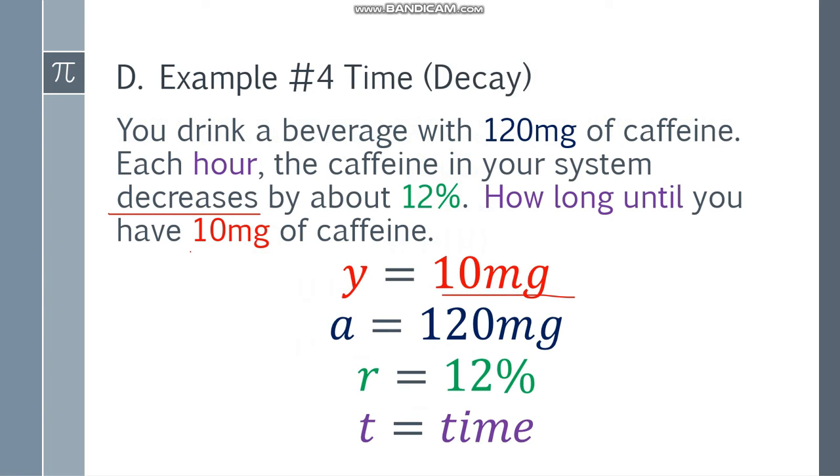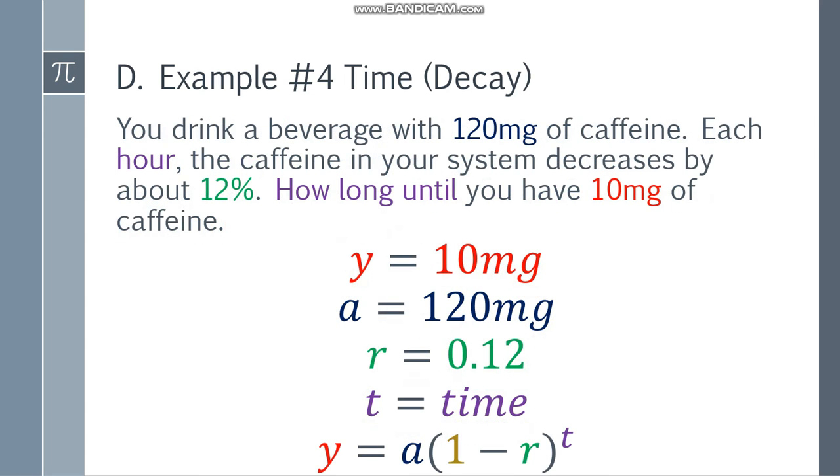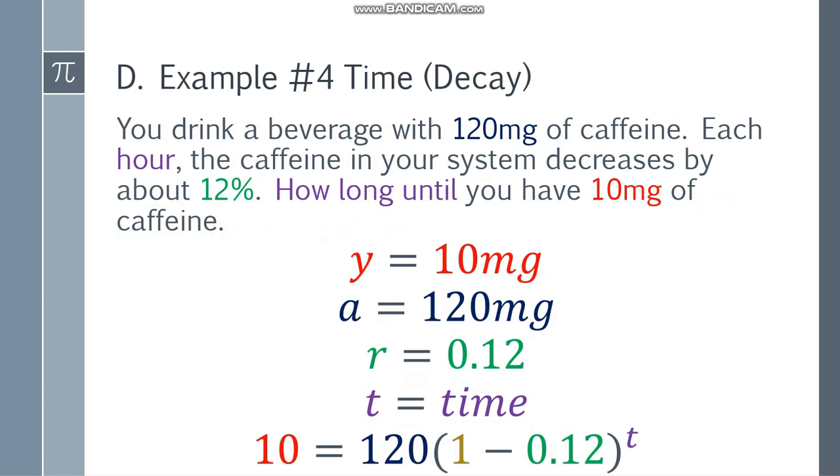And how long until you have that? That will be the final amount. a will be 120 milligrams, that's the initial. r will be 12%, and t will be time. We're asked to find the time. So change 12% to decimal form. That will be 0.12. And let's have the formula. Now substitute the values. You have 10 is equal to 120 times the quantity 1 minus 0.12 to the t power.